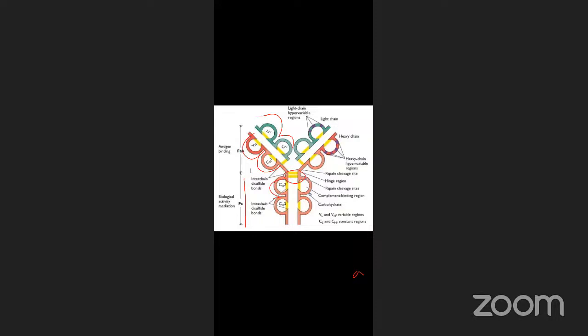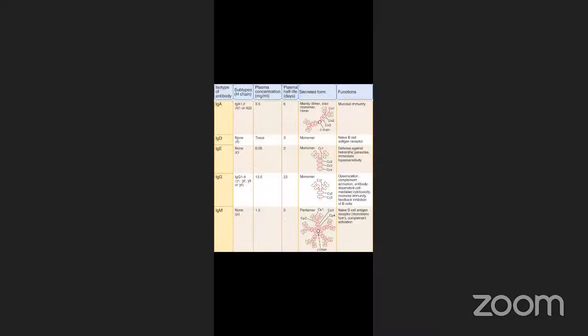This is about the basic structure of the antibody. I have discussed the functions of antibody, but today I would like to discuss the different classes of antibodies. As we have discussed earlier, there are five types of antibodies based upon the heavy chain. Now coming to the structure of the different types of antibodies.